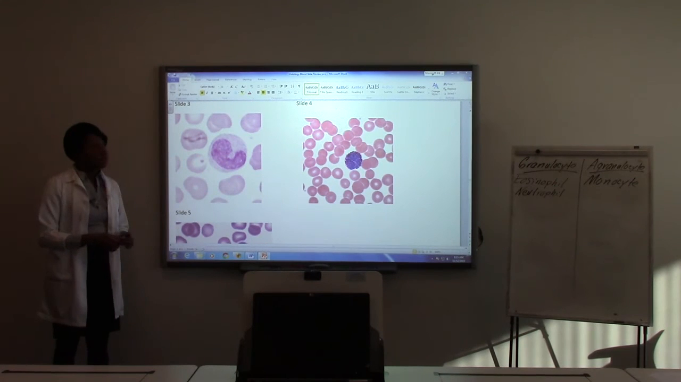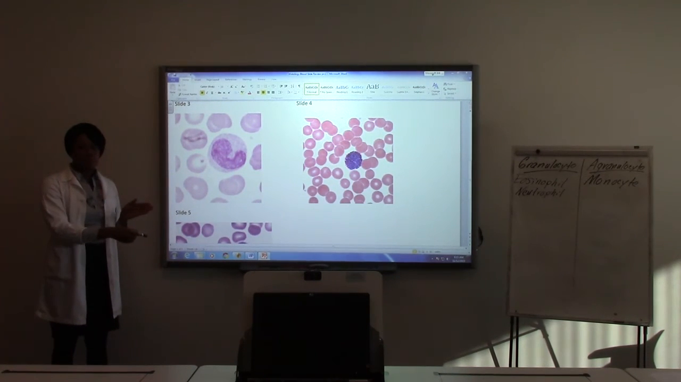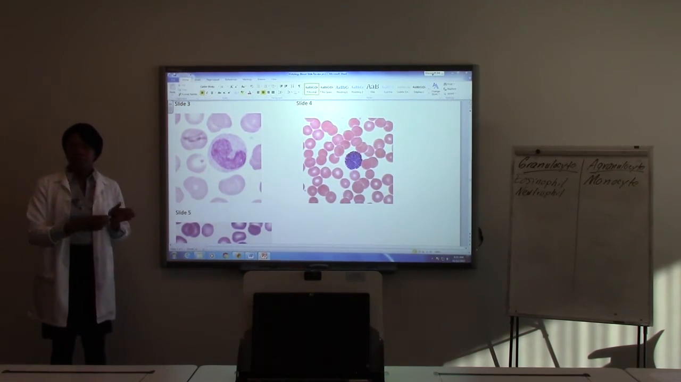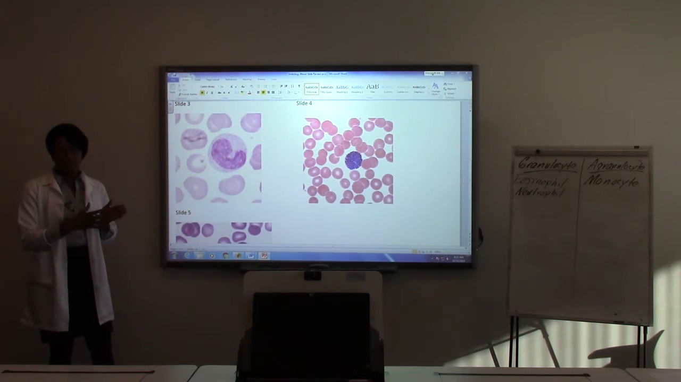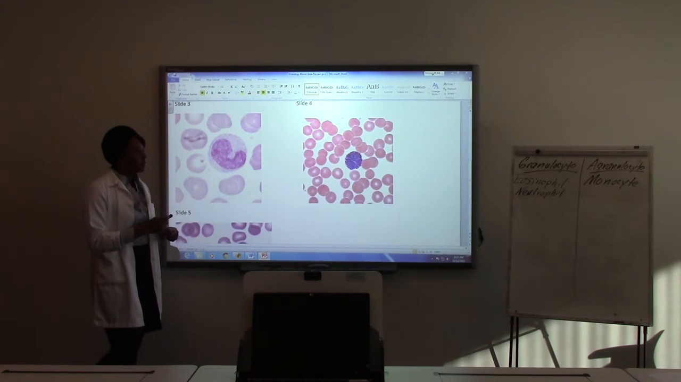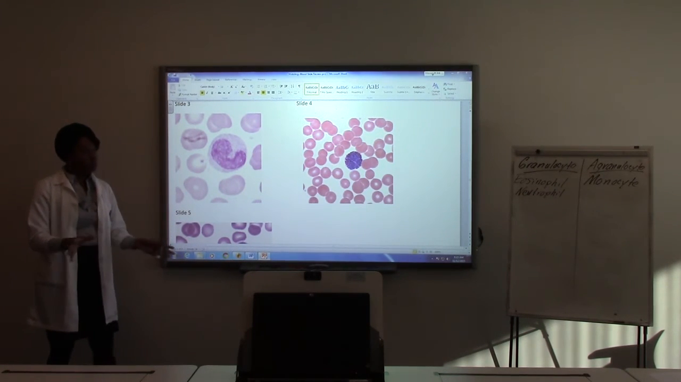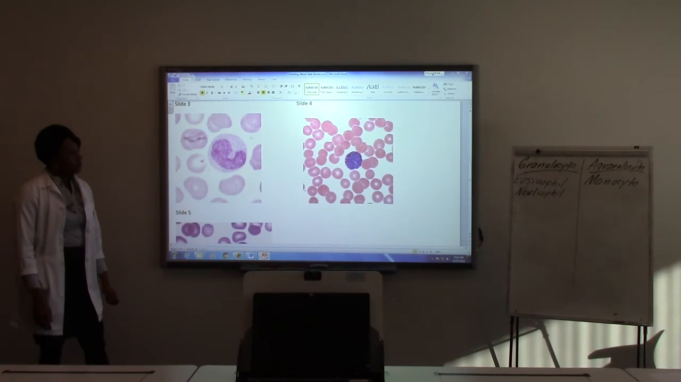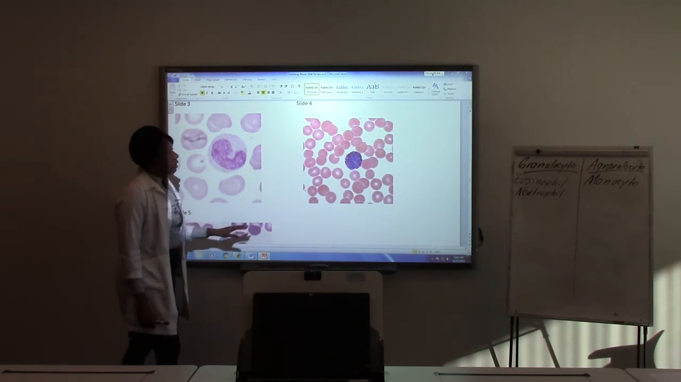Okay, so monocytes turn into macrophages, and another thing you should know about monocytes is that they are also highly phagocytic, just like neutrophils. So they do help attack when need be. Okay, very good.